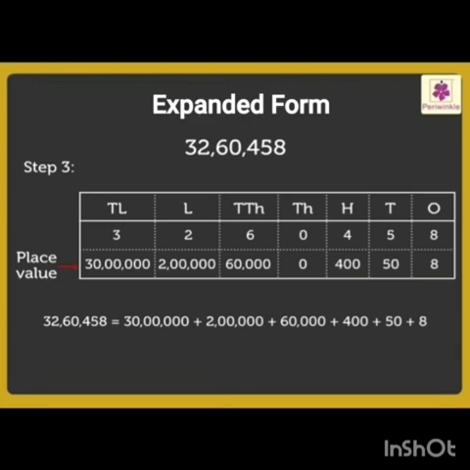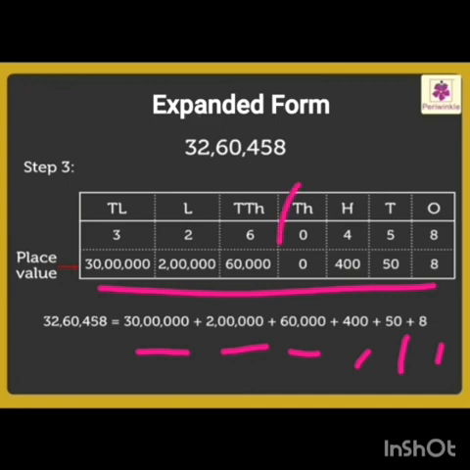In step 3, write 32,60,458 as the sum of the place value of its digits. That is, 32,60,458 is equal to 30 lakh plus 2 lakh plus 60,000 plus 400 plus 50 plus 8, which is expanded form. As there is 0 in the thousands place, we do not include it in expanded form.